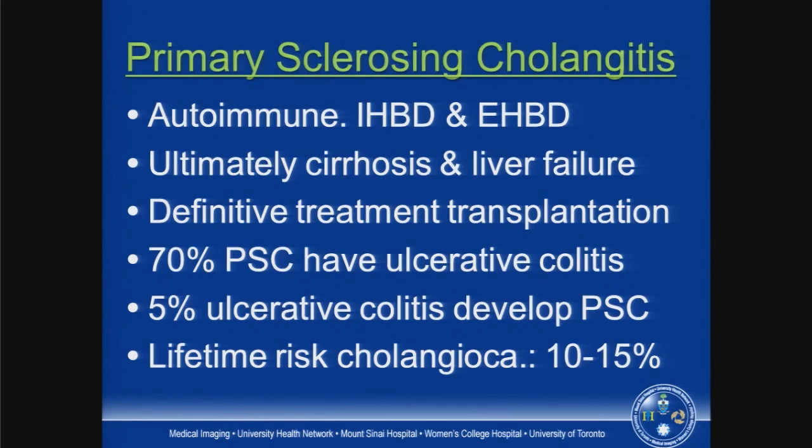Now, a few brief words about a number of conditions in the time remaining. Primary sclerosing cholangitis, autoimmune, can affect the intra and extrahepatic bile ducts and will ultimately lead to cirrhosis and liver failure. The definitive treatment is liver transplantation. Remember that 70% of patients with PSC have ulcerative colitis, and 5% of patients with ulcerative colitis will develop PSC. And if you have PSC, you have a lifetime risk of cholangiocarcinoma of 10 to 15%.